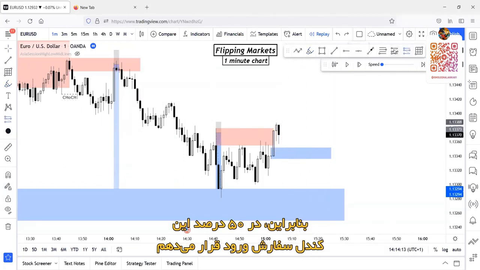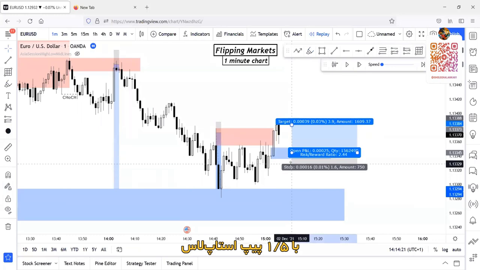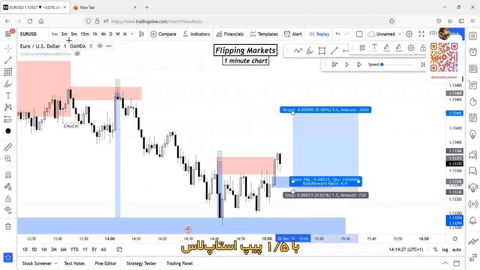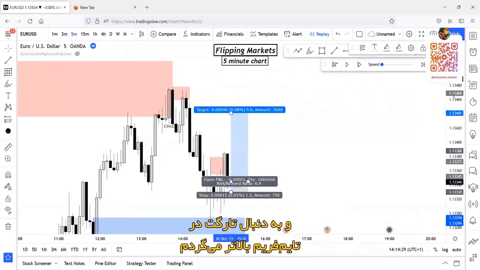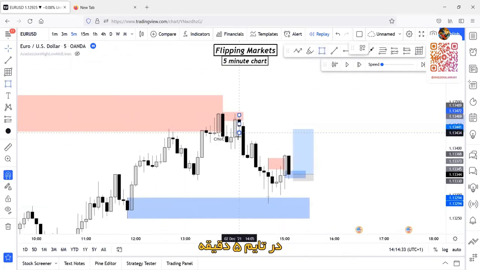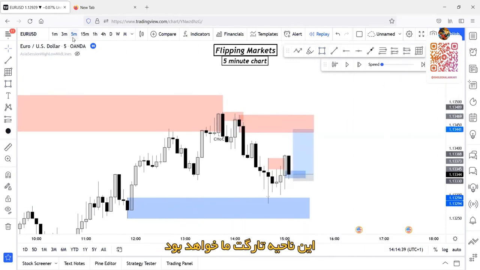So I will set my order on the 50% of this candle right here with 1.5 pips stop loss, and actually I would search for a higher time frame target. So on the 5-minute, this supply zone created the break of structure and the change of character on the downside. So this will be our target.